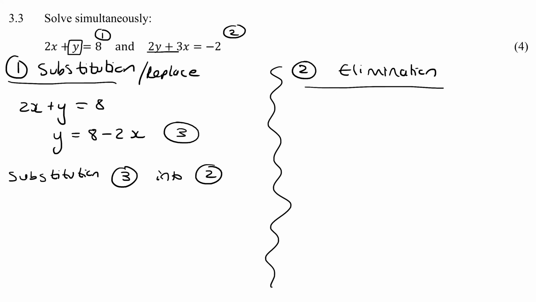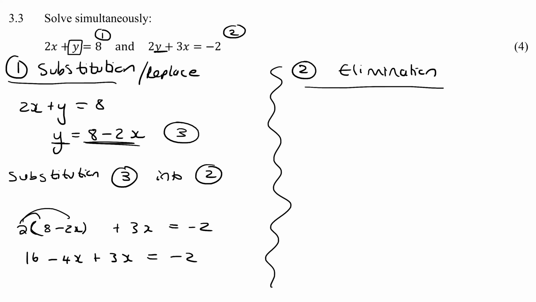So wherever I see a y over here, I'm going to put a bracket. You see how I've just taken this equation, and when I saw a y, I put a bracket. And then I'm going to replace the y with 8 minus 2x. That's all you do. And now you're just going to go and solve. So you multiply the 2 in, which gives us 16 take away 4x. You can solve this however you want, but I'm going to take the 16 over to the right, so it becomes negative 16.